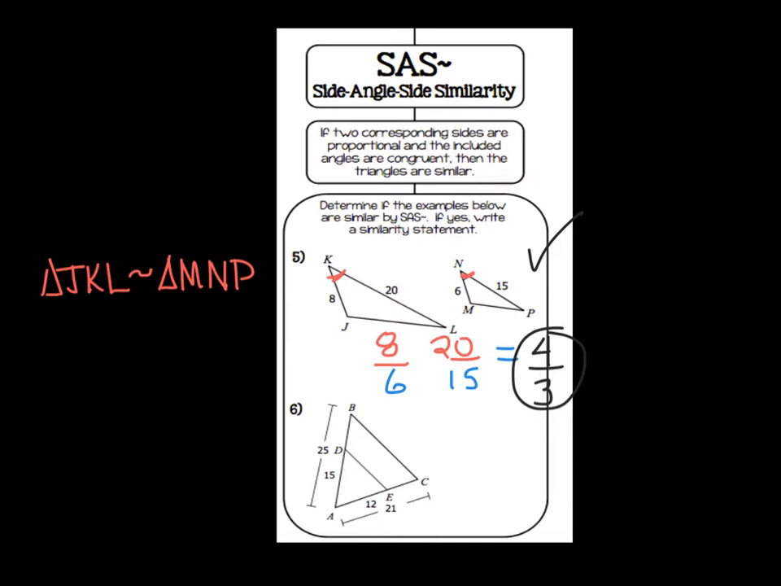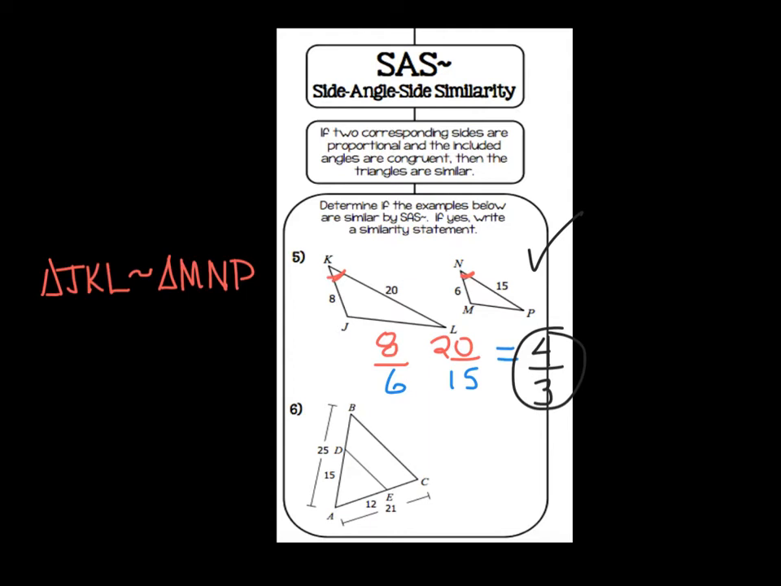Let's take a look at number 6. Number 6, as you can see, these triangles are inside each other. So we have triangle ADE right here, and then we have the larger triangle, I'll sketch it in blue, which is triangle ABC. So we got a lot going on here.